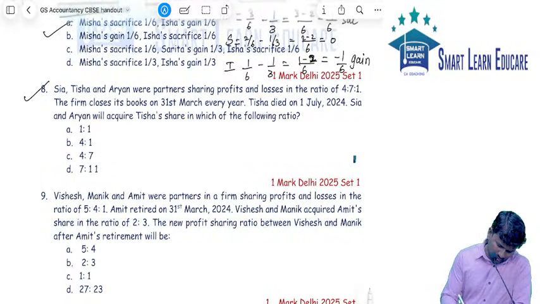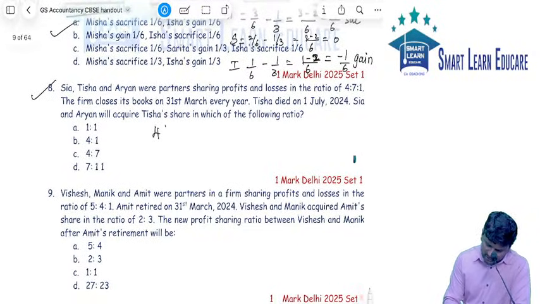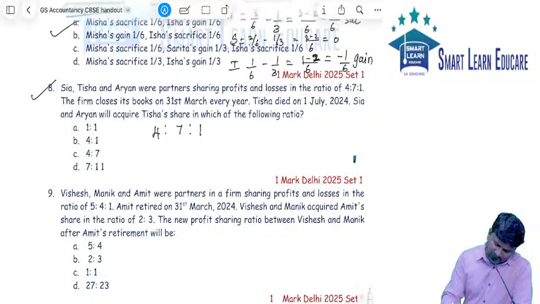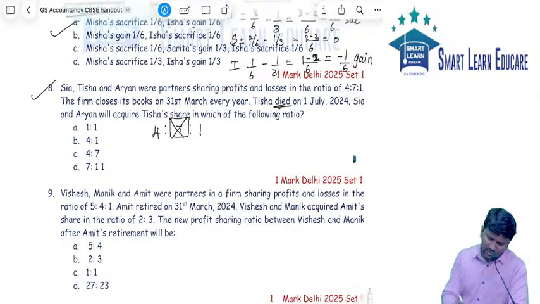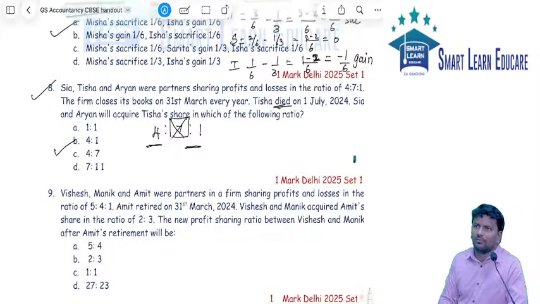We have a profit sharing ratio 4:7:1 between three partners, S, T, A. Year end is 31st of March. Which partner died? T died on which date? 1st July. No information is given in the question. It means other partners will acquire the share in their profit sharing ratio. What is their profit sharing ratio? 4:1. So the answer for this question is 4:1. That's all.